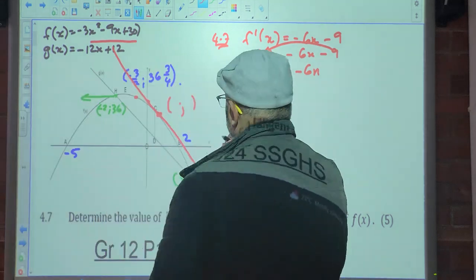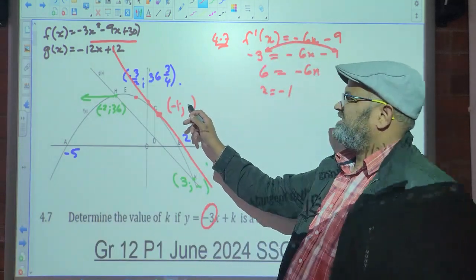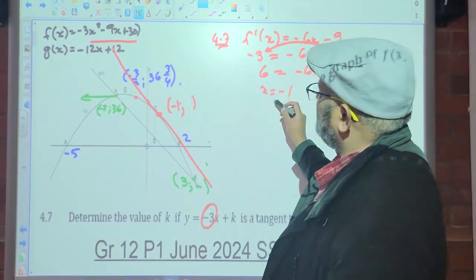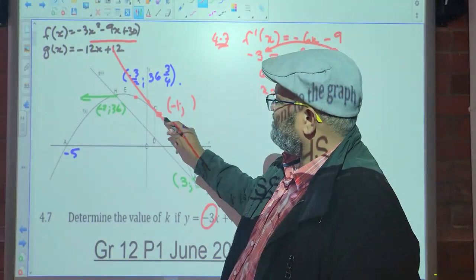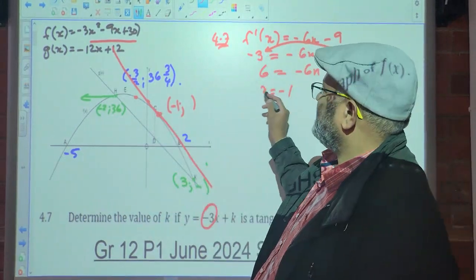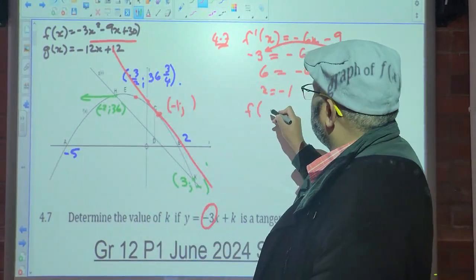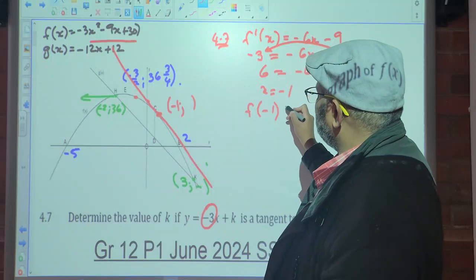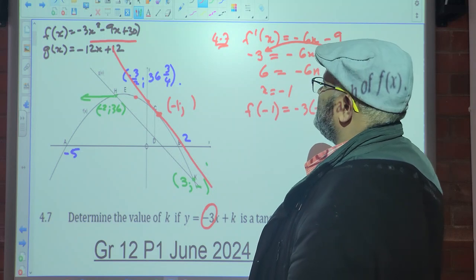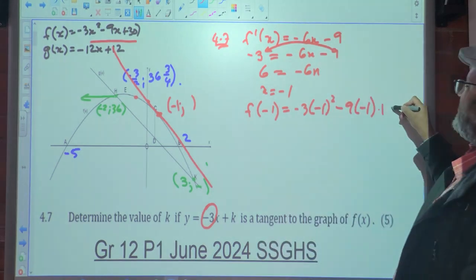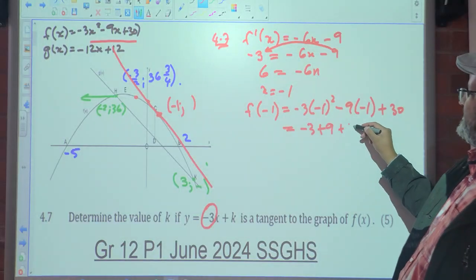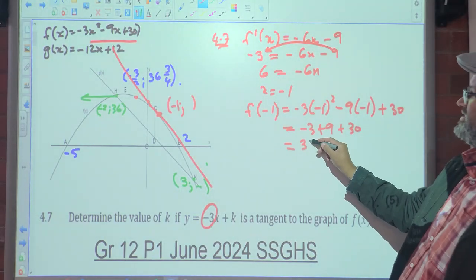So what do I do now? That is negative 1. So what do I need? I need the corresponding y value. So how do I get the corresponding y value? This is a common point to the tangent and to f of x. So if I put negative 1 into f of x, I'll get the corresponding y value. So f of negative 1 is equal to negative 3 times negative 1 squared minus 9 times negative 1 plus 30. So that gives you negative 3 plus 9 plus 30, which gives you 36.